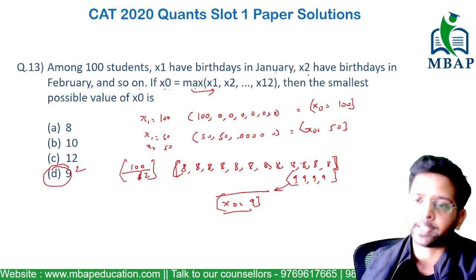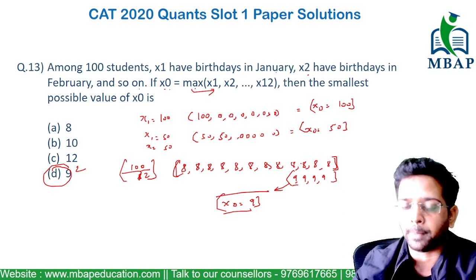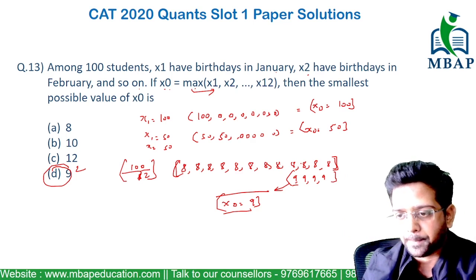I hope you have understood the concept. The concept is to minimize the overall range and to find the maximum number of that given range. And very beautifully you have answered the question to be 9.